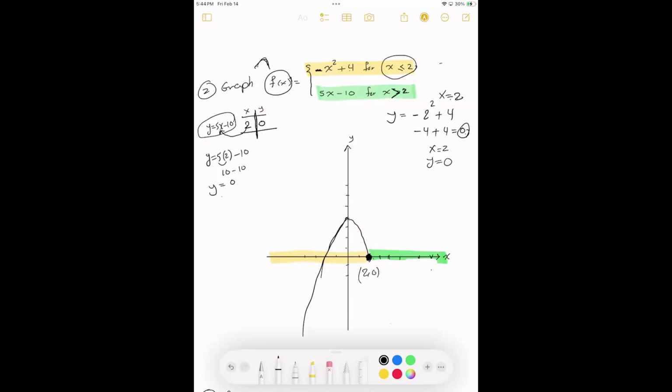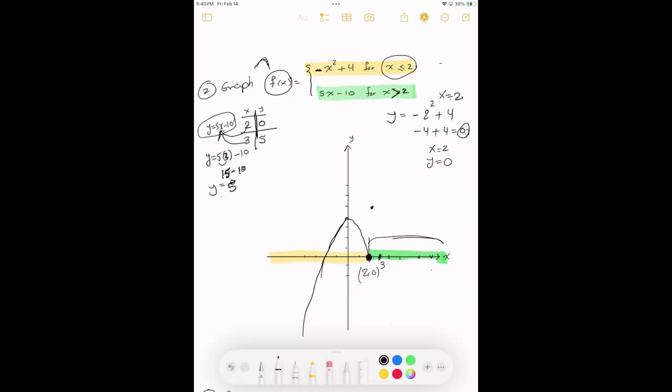So then pick one more point from the green area, like 3 per se. So pick 3 for x, substitute 3 for x. 5 times 3 is 15. 15 take away 10 is 5. So when x is 3, the corresponding y is 5. So x is 3, I go to y is 5.